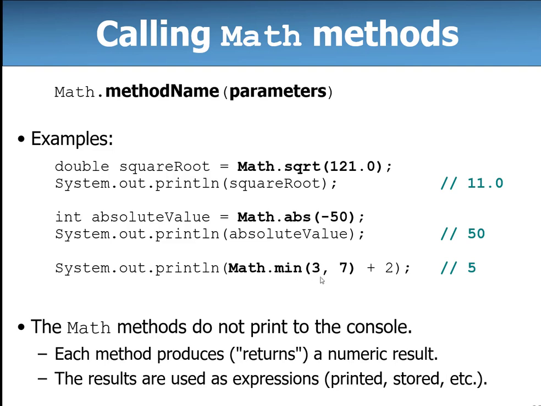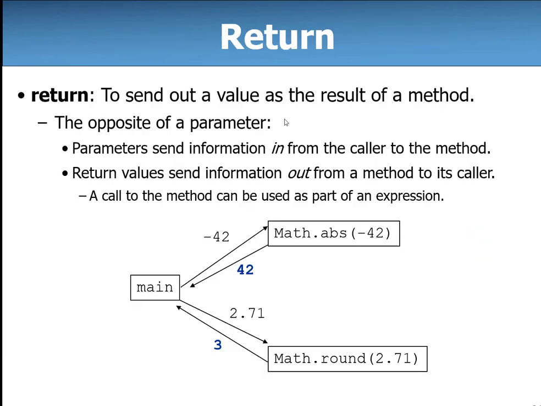So what's going to happen is this is going to execute. So Math minimum of 3 and 7. Well, the minimum is 3. So this is as if there were 3 written here. So it's as if it were written System.out.println 3 plus 2, and 5 will output. The Math methods do not print to the console. Each method returns a value, and then you must store that value in a variable, or you can print it or make decisions.